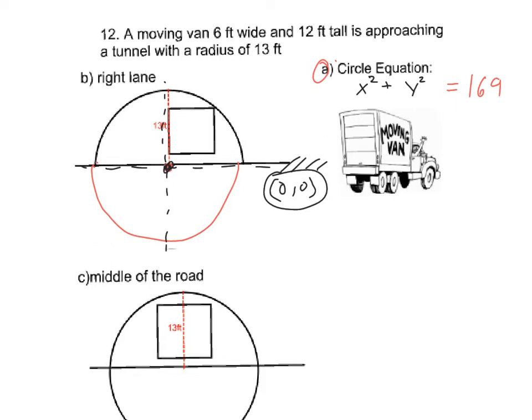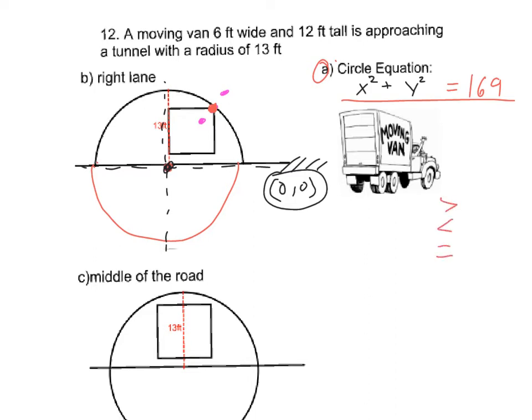So we need to know basically if this point right here is going to be on the circle, which would also be scraping against it, outside the circle, which would definitely not make it through the tunnel, or inside the circle, just like the last problem. If it's inside the circle, obviously this van is going to make it, and it's not going to be a problem. So we basically just need to figure out what this point is, and if we can figure that out, we can test it in this equation and see if we have greater than, less than, or equal to.